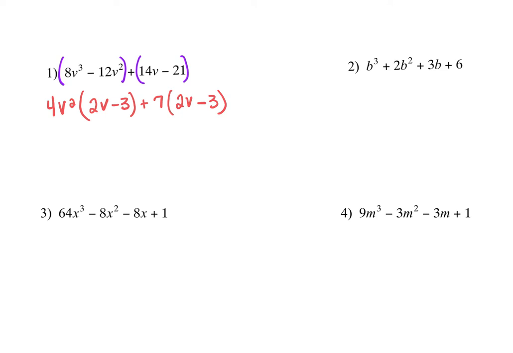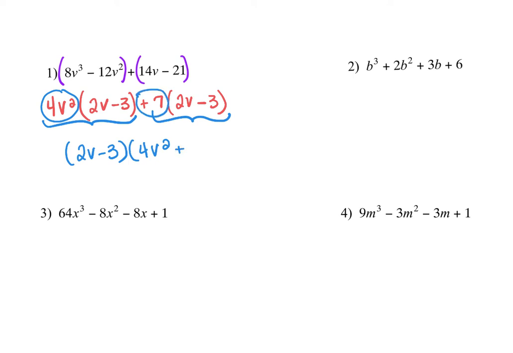So what we're going to do is we're actually going to factor these. We're going to look at this compared to this. What do they have in common? Well, they have the entire group in common. The 2v minus 3 is in common, right? So then what's left over? Well, what's left over is the 4v squared plus the 7. And that is my factoring for that 4-term thing, all right?